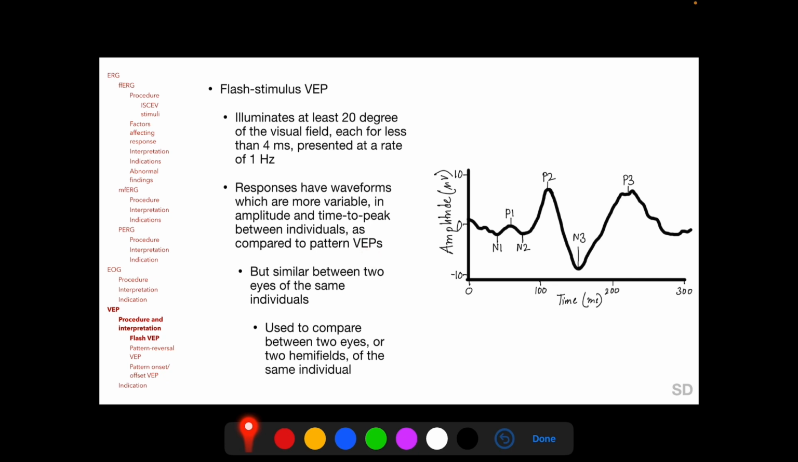And the response to flash stimulus VEP is more variable between individuals as compared to responses to pattern VEPs, which are more consistent between individuals. But the response to flash stimulus VEP is similar between the two eyes of the same individual and can be used to compare between the two eyes or two hemifields of the same individual.